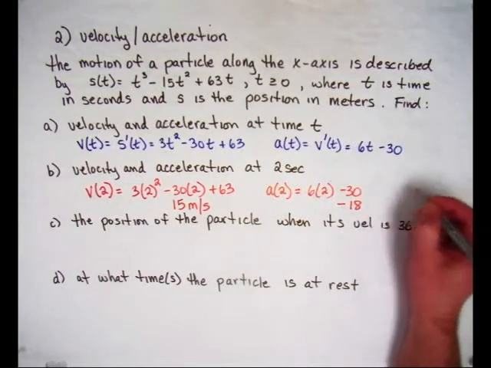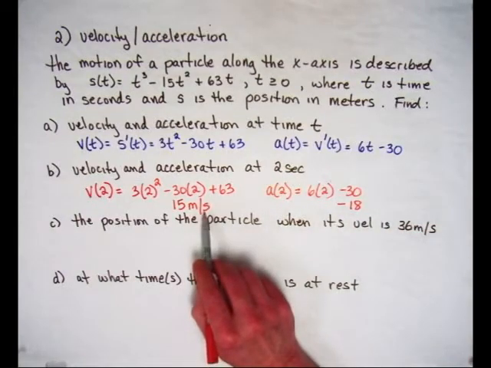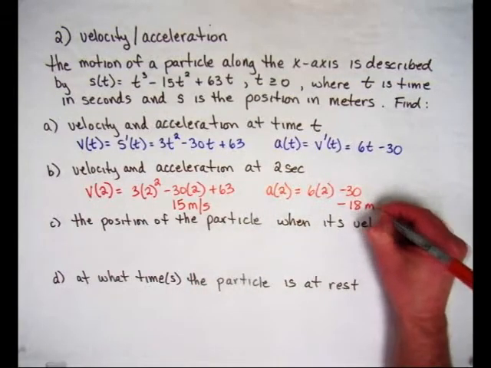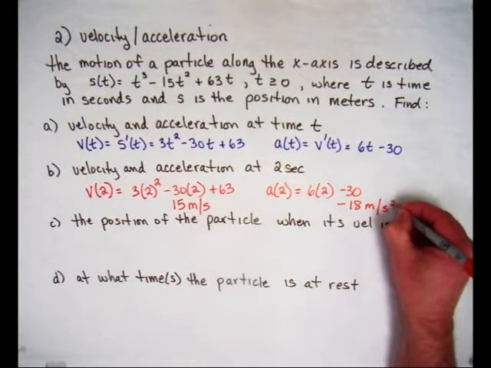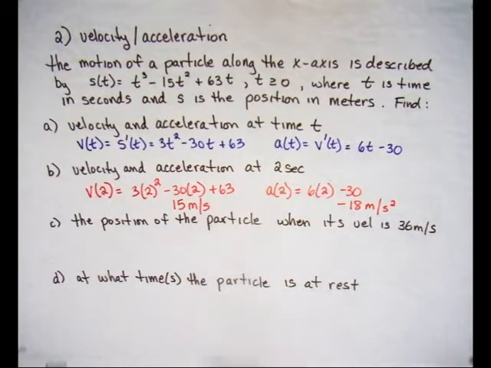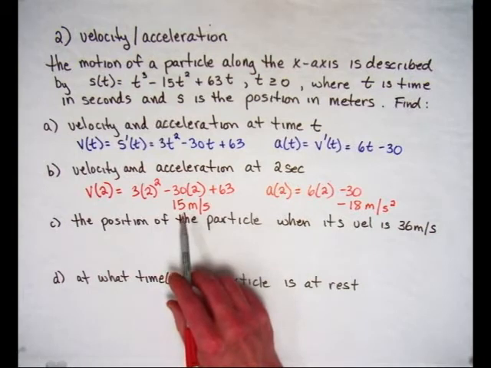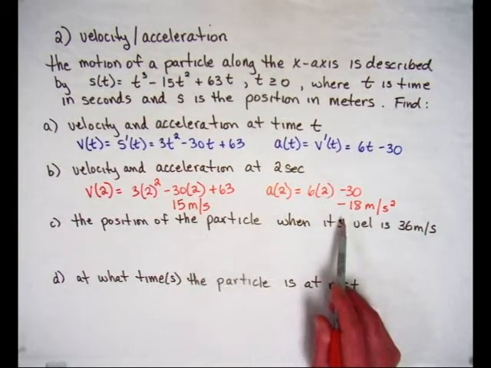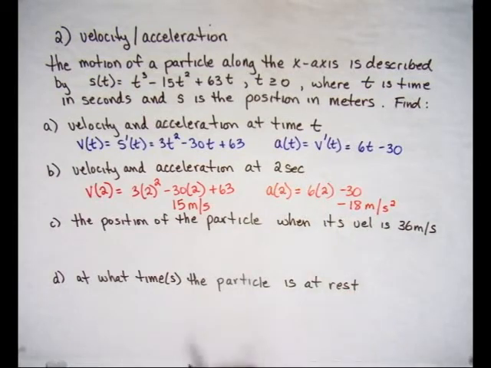And the units would be meters per second per second, so meters per second squared. So the 15 meters per second tells us that the object was moving with a positive velocity, and at 2 seconds it happened to be moving with a negative acceleration.